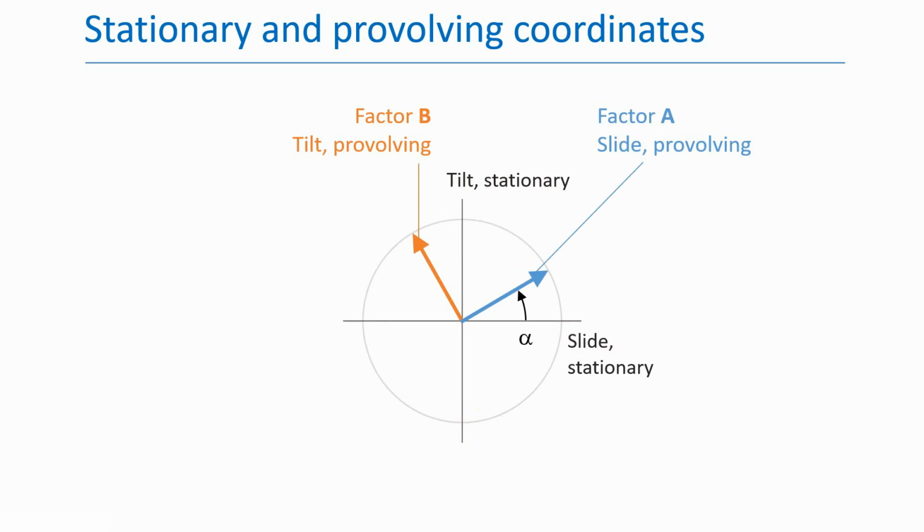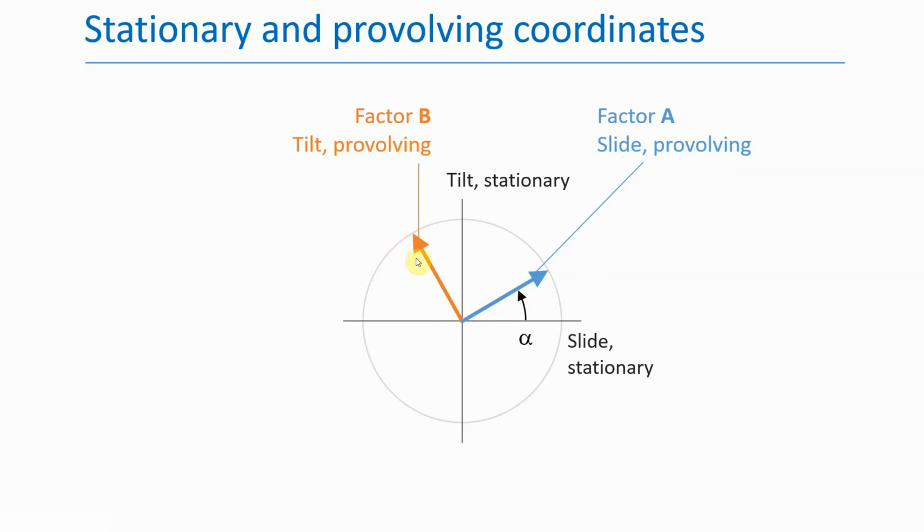Second, there's a provolving coordinate system. Rather than being fixed to space, it is fixed to the factors of the light itself. We can visualize optical factors A and B as 2 arrows oriented at 90 degrees to one another, which can lie at some angle alpha relative to the stationary axes. Alpha is not actually an angle in space that you could measure with a protractor, but rather an amount of provolution. By convention, we assign provolving slide to factor A and provolving tilt to factor B.